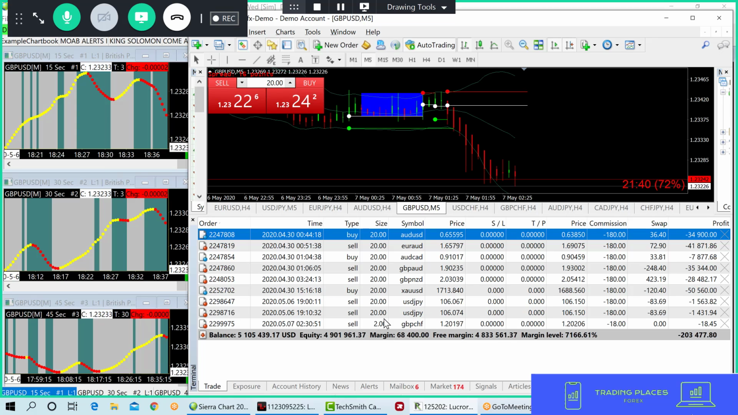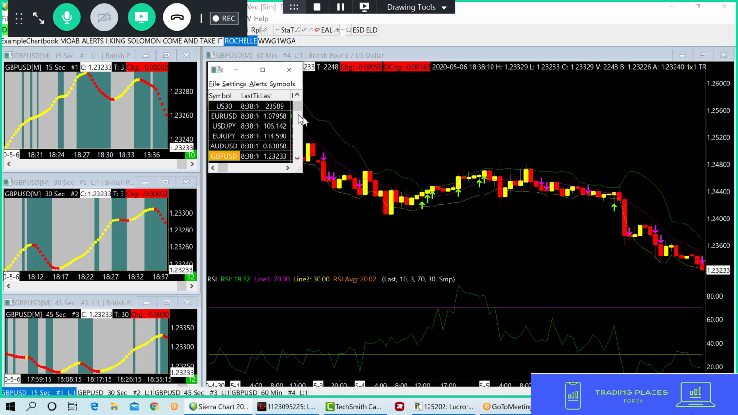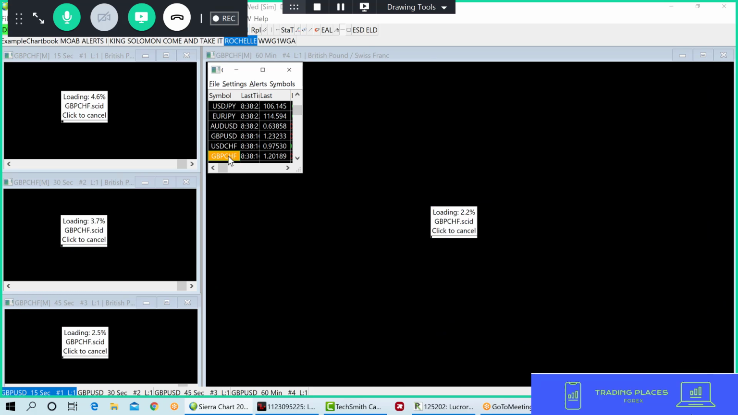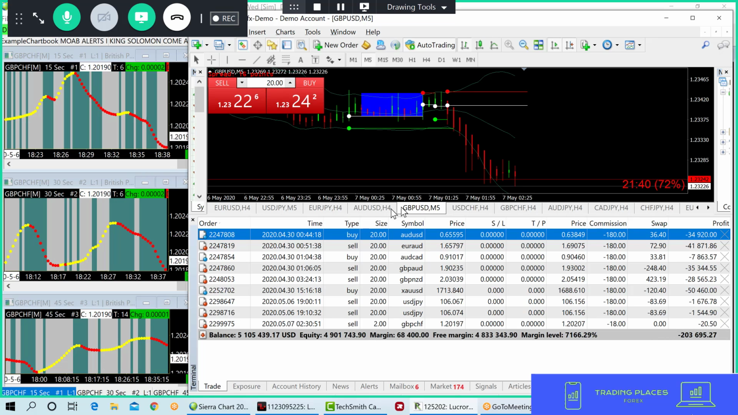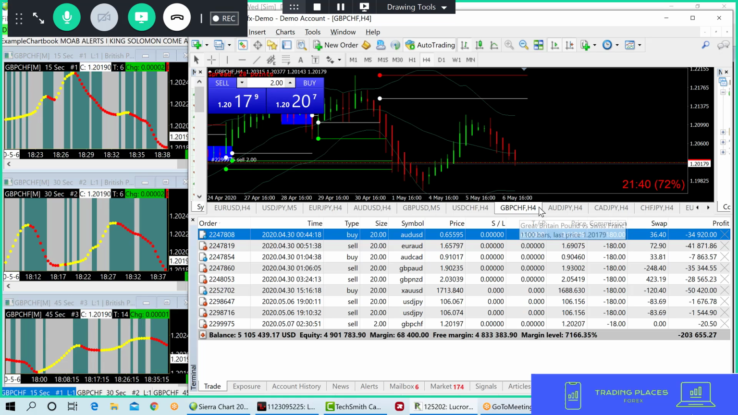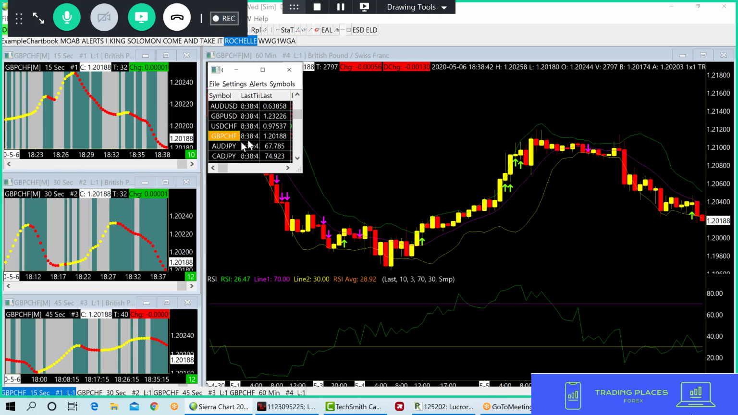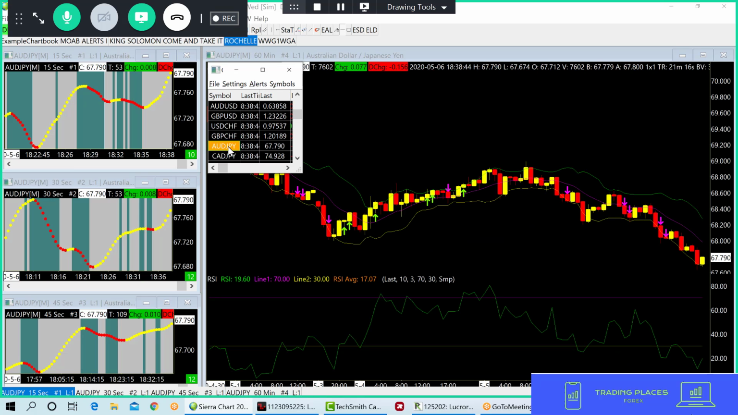Let me look up this pound Swiss here, 1 second. Oh, you know what? The pound Swiss we took on the King Solomon, that wasn't a scalp trade. Let's look it up here. Yeah, it's going in a downward direction. This will take a little bit to get into profit. That wasn't a scalp. So we'll move on to the next one. Let's go to Aussie dollar JPY.